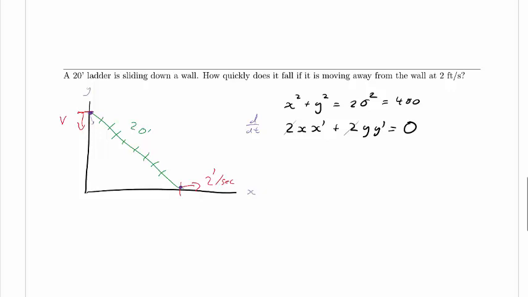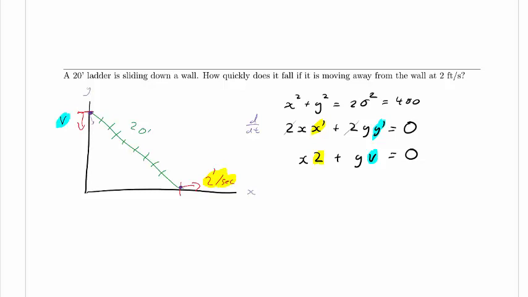Also note that x prime is how quickly the ladder is moving away from the wall. We already have that right here. That's going to be 2. And what is y prime? Well, y prime is our v that's moving downward. So let's go ahead and plug these numbers in. When we do that, we get x times 2 plus y times v. And of course, that all equals 0.